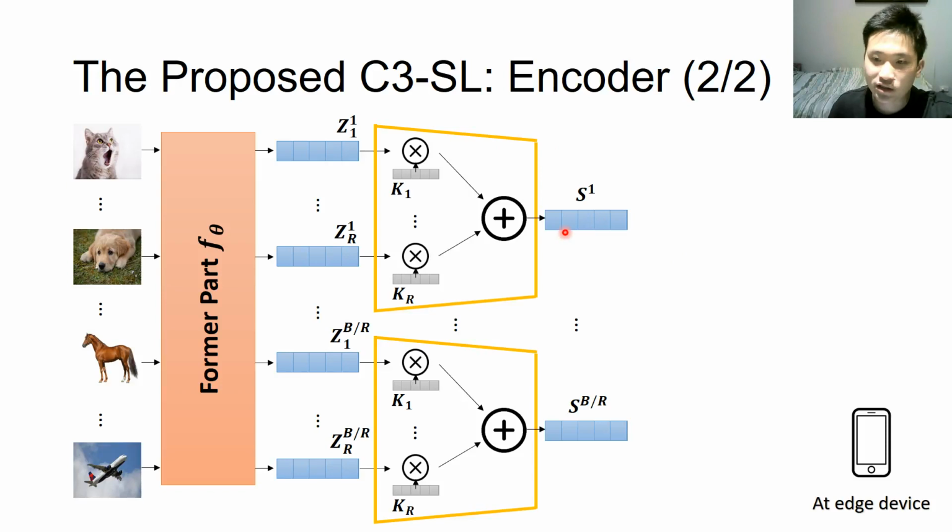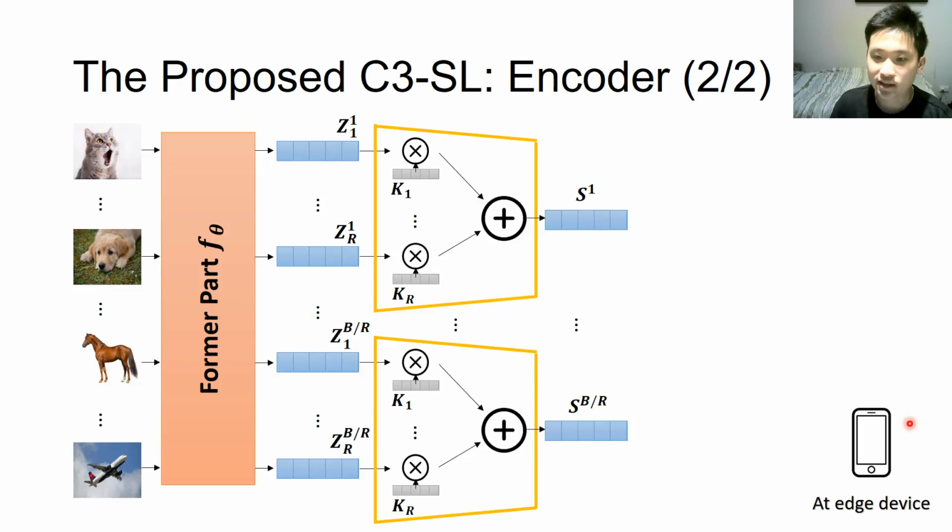To be more specific, for each batch of features, where B denotes the batch size, we divide them into B over R groups of features. For each group, we use circular convolution and our generated keys to bind each feature. Then, we utilize superposition to merge each bound feature into one single feature. We use S to denote the compressed feature for each group.